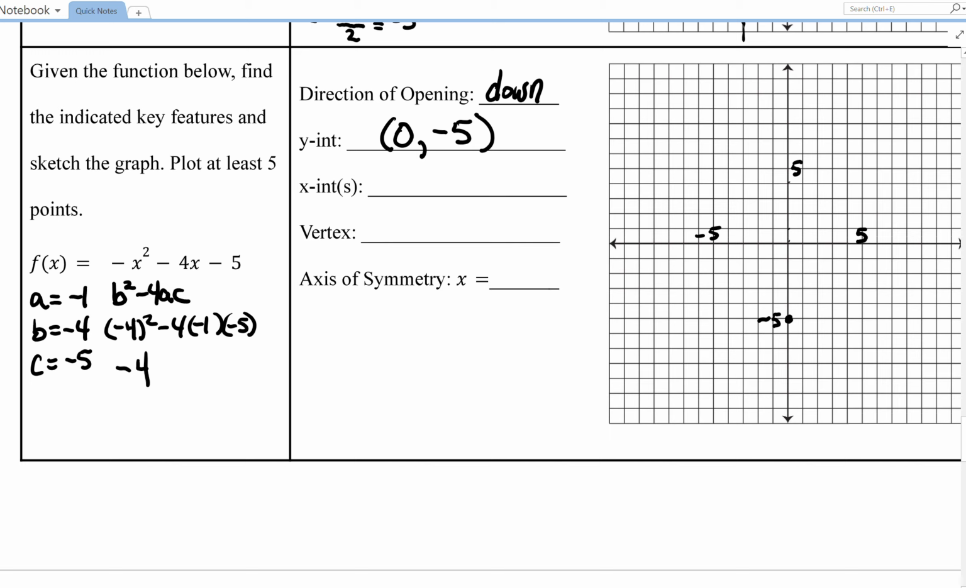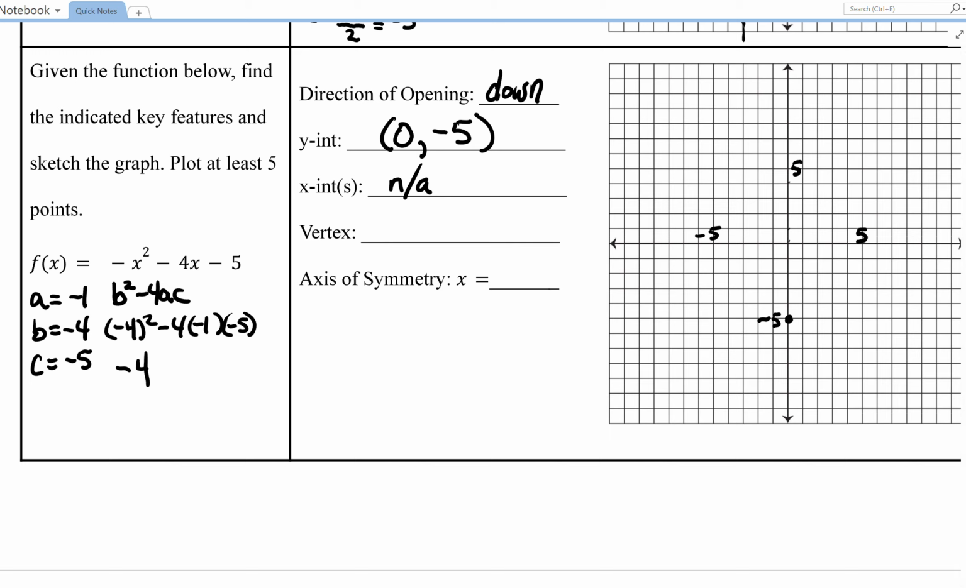Now, when your discriminant is negative, you have no real solutions. And if you have no real solutions, you don't have any x-intercepts. So you could write NA, you could write none, you could write DNE for does not exist, or I'm just going to write NA for not applicable. There's no x-intercepts.